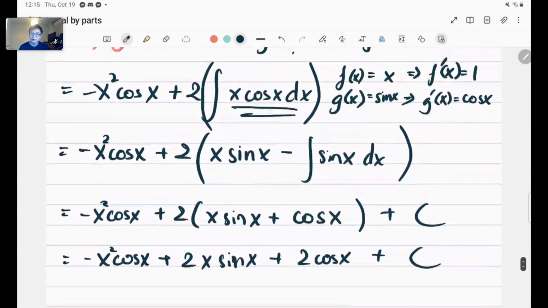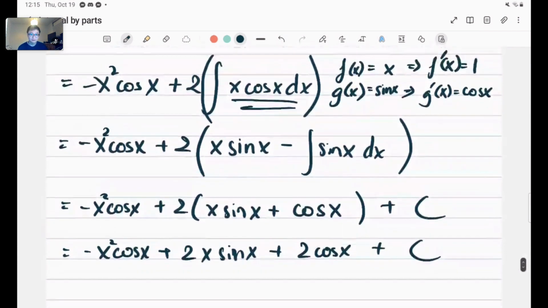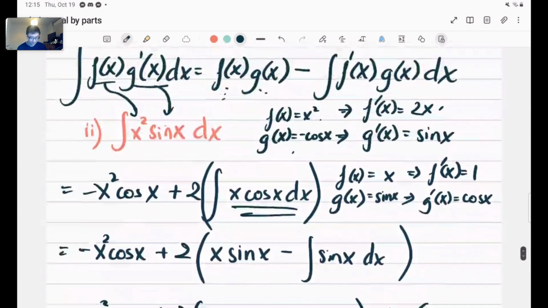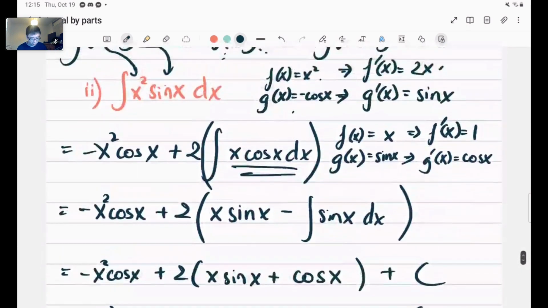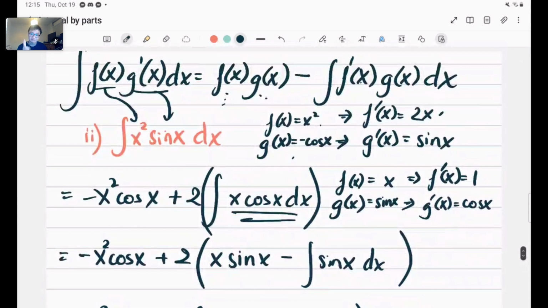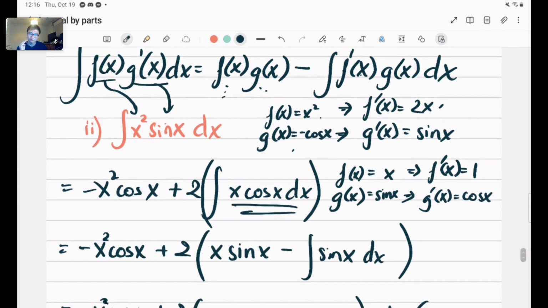Yeah, this is pretty much the solution for this problem right here. In this problem, you notice that I have to do integration by parts two times in order to derive the answer. Sometimes you have to do it 3 times, but I would say in a test or final exam, I repeat myself again, maximum 3. If you do more than 3, most likely you're on the wrong track.